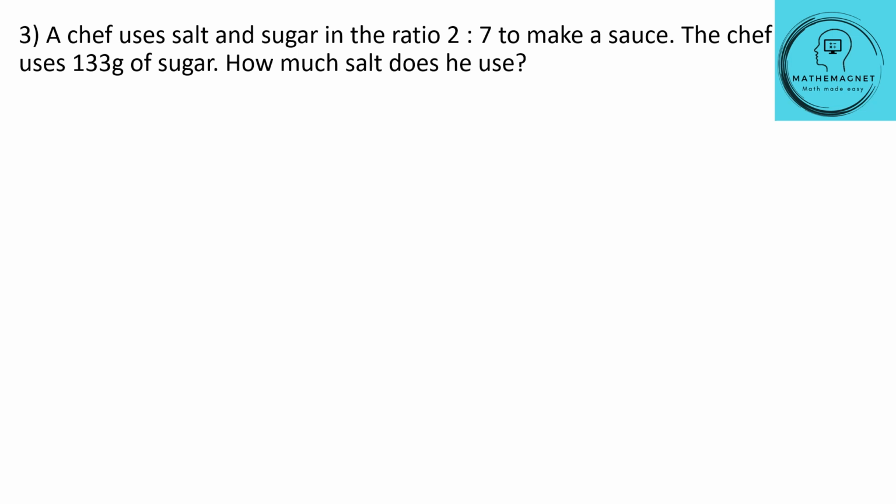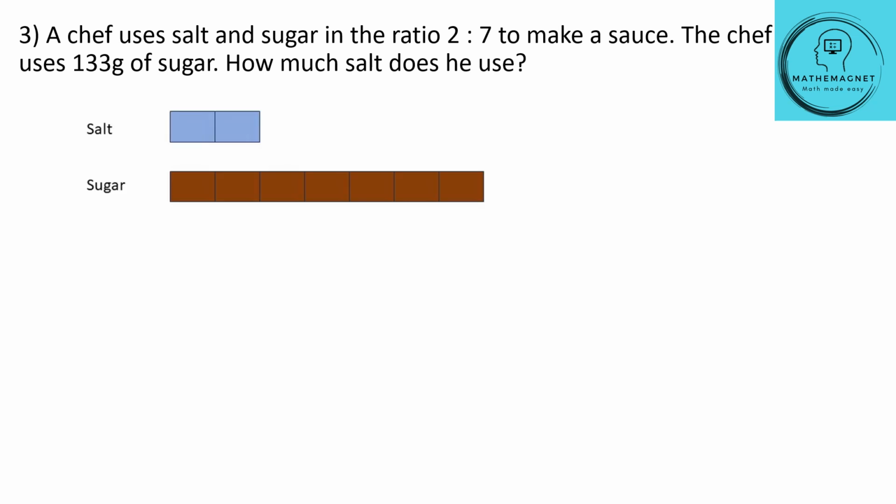Question number 3. A chef uses salt and sugar in the ratio 2 is to 7 to make a sauce. The chef uses 133 grams of sugar. How much salt does he use? So here let us begin by drawing the bar model. We know salt is 2 units and sugar will be 7 units.